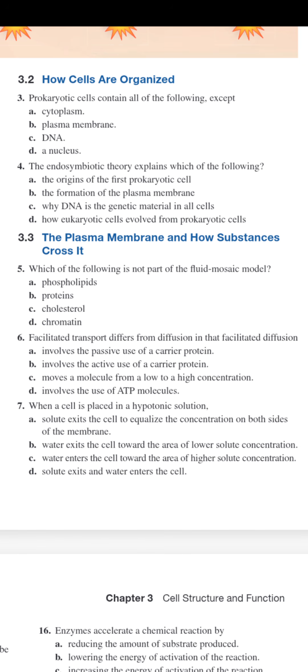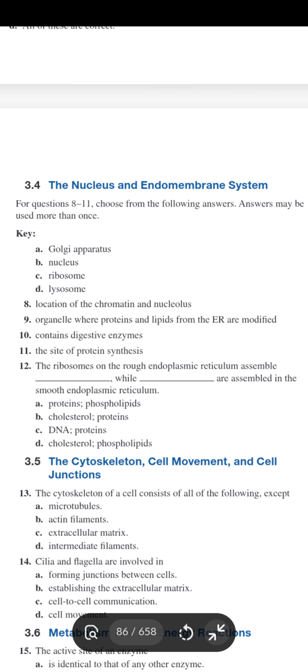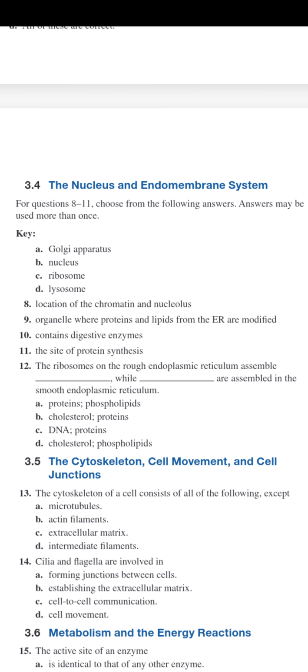Let's go now to question number 8. Question number 8 is sort of like fill in the blanks, or choose the correct answer. So we have Golgi apparatus, nucleus, ribosome, and lysosome. Location of the chromatin: nucleus. Listen, right now we discussed this. It's the nucleus, B.